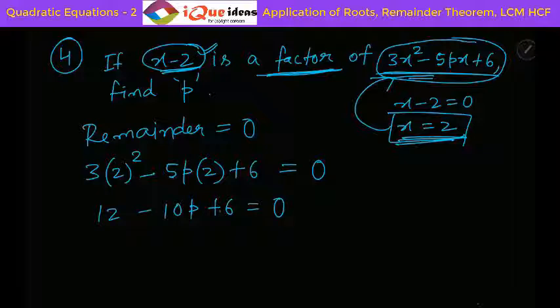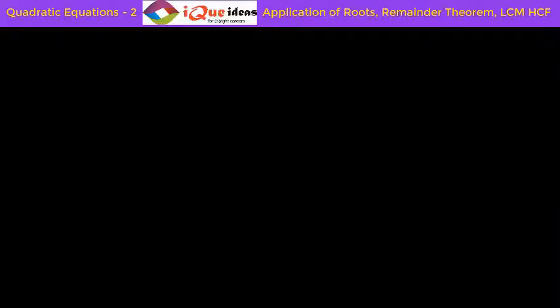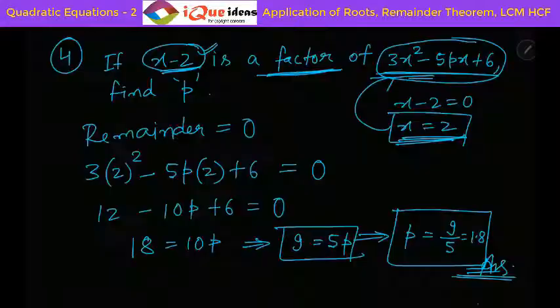Now 12 plus 6 is 18, minus 10p goes to the other side and becomes 10p. So 18 is equal to 10p, or if you cancel by 2, it is 9 equal to 5p. So from here, we can see that p value is equal to 9 divided by 5, right? Or 1.8. Depending upon the option, you can mark the answer. So here the value of p as asked in the question is 9 by 5 or 1.8. All right. Let's take one more good question.